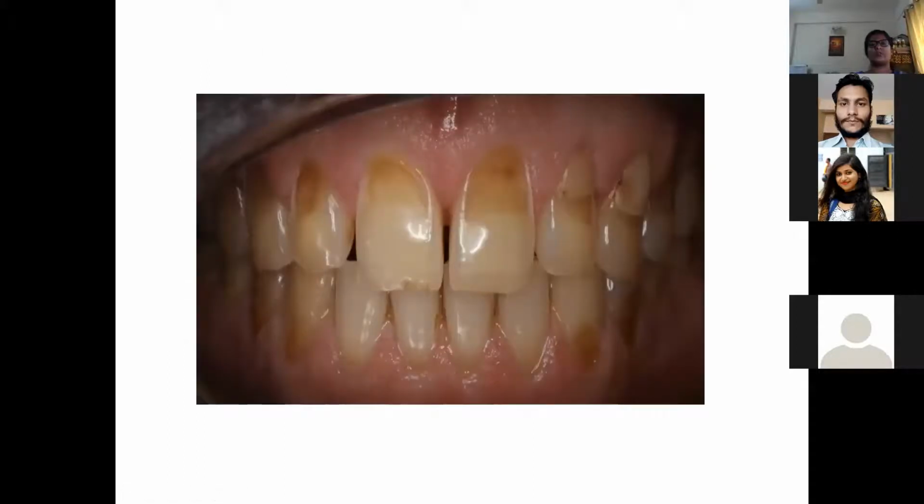So you can see how tooth erosion affects the teeth. It's affecting the structure of the teeth.